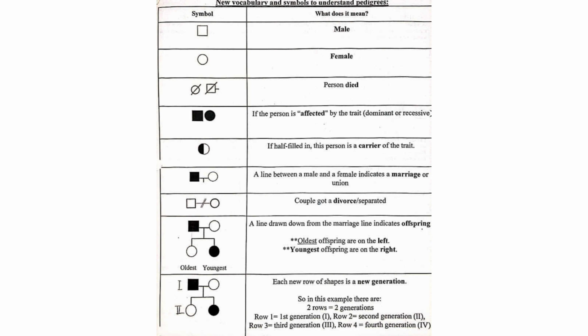A horizontal line between individuals means a marriage. A vertical line coming out of a horizontal line means there are children from that union. And each row of individuals is a generation listed by Roman numerals. There are other ones, but they are not important to me because I will not be docked points by not including them.